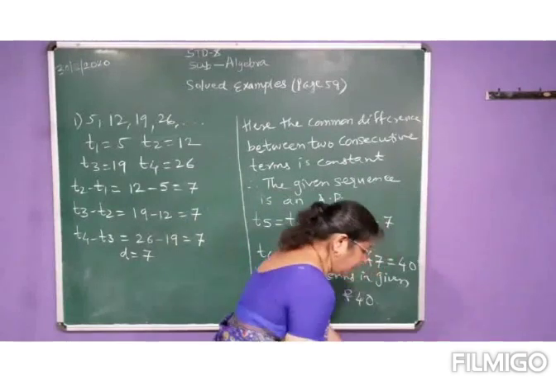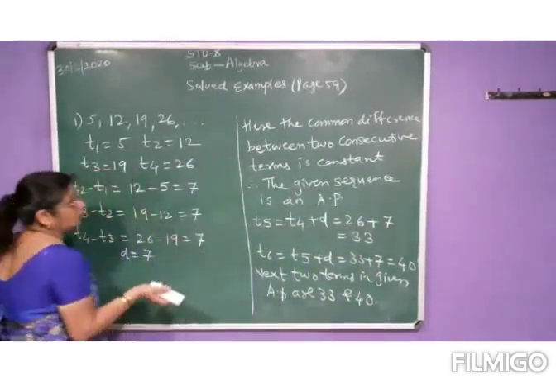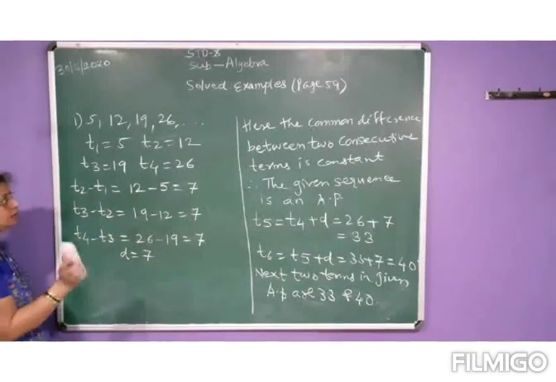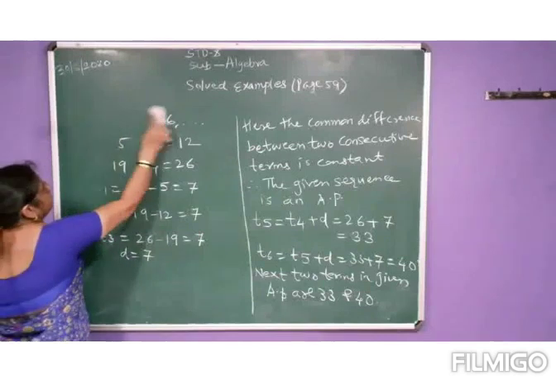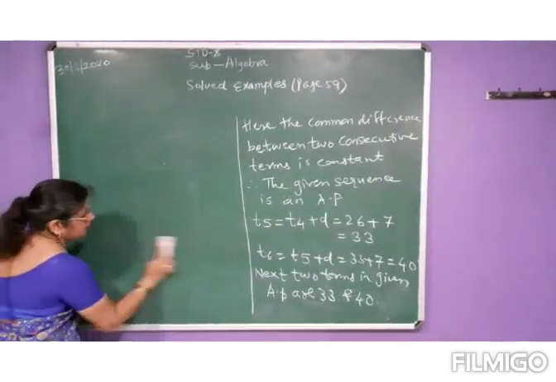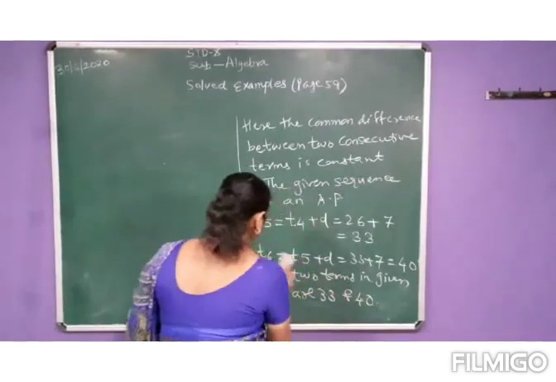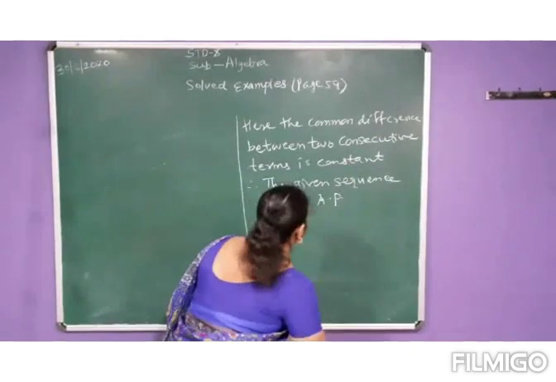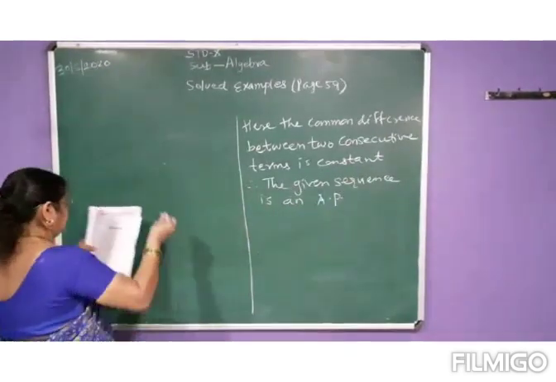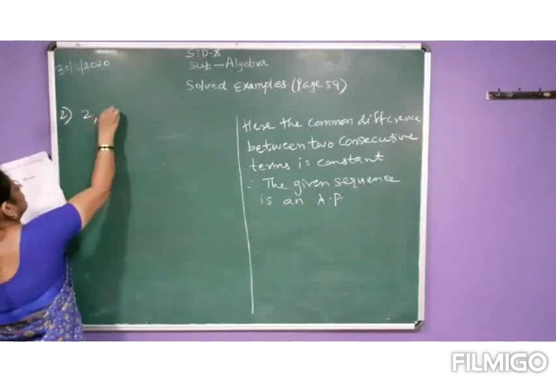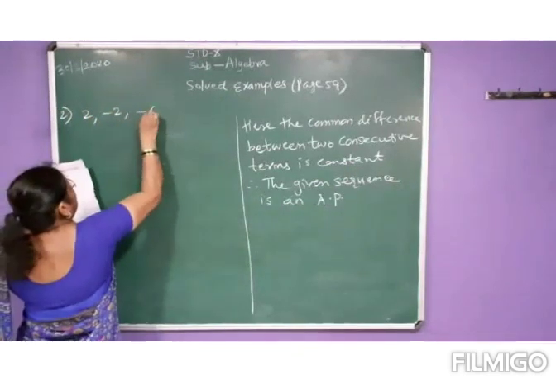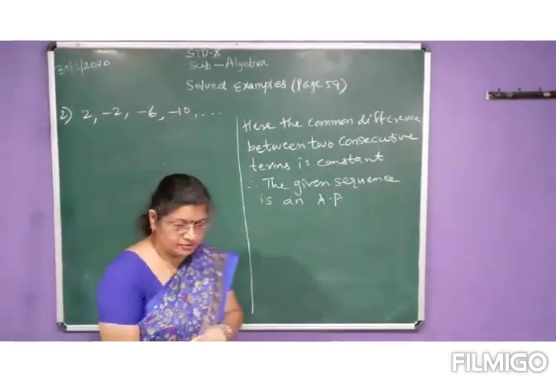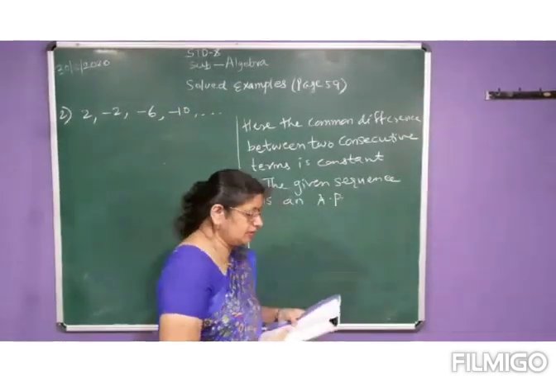Okay, so like that we have to do. This way you have to solve. This type of question can be asked in the paper. Now we will go for the second solved example. The second solved example is 2, minus 2, minus 6 and minus 10. This is the second example which is given in the book.